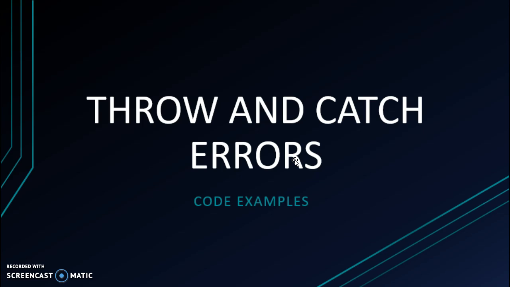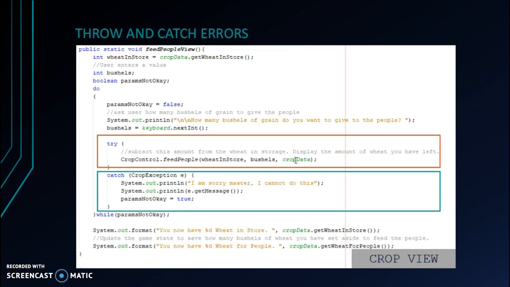The process would be a method in the view layer prompts the user to enter a value. As we can see, our example feed people view method asks, how many bushels of grain do you want to give to the people?